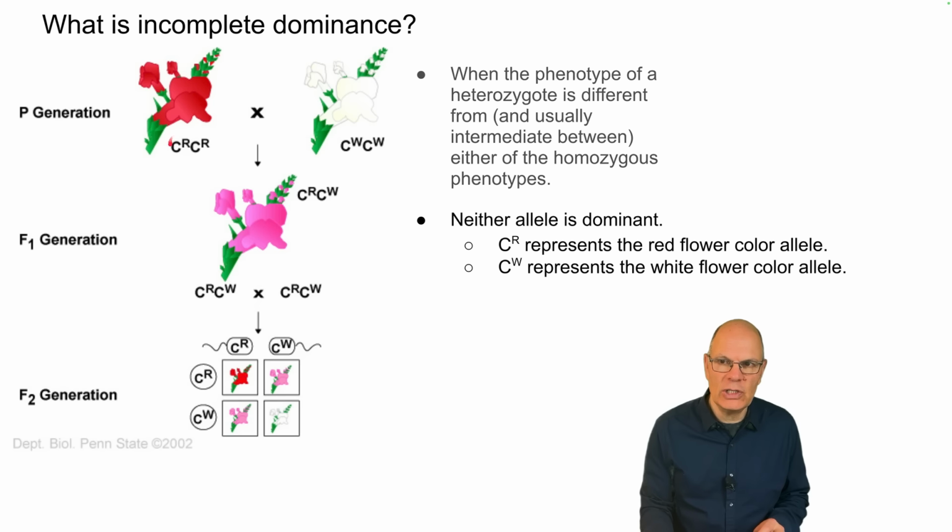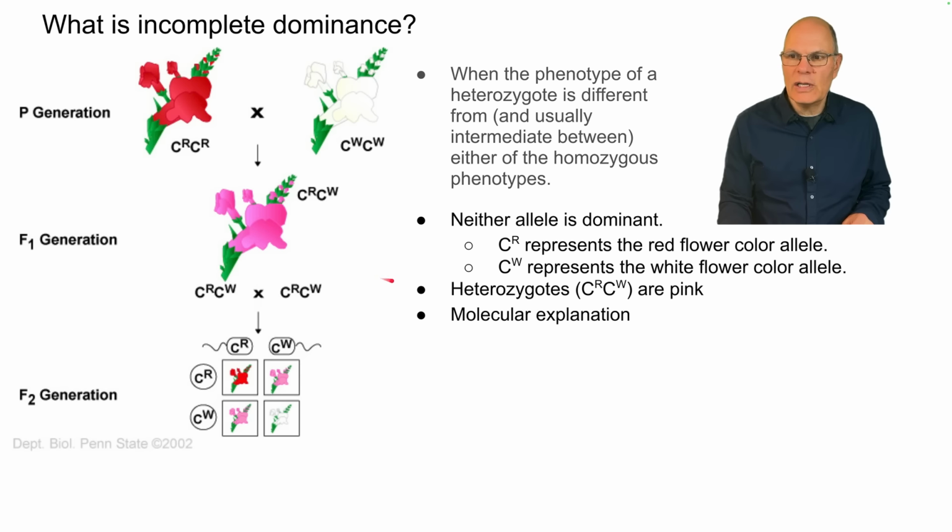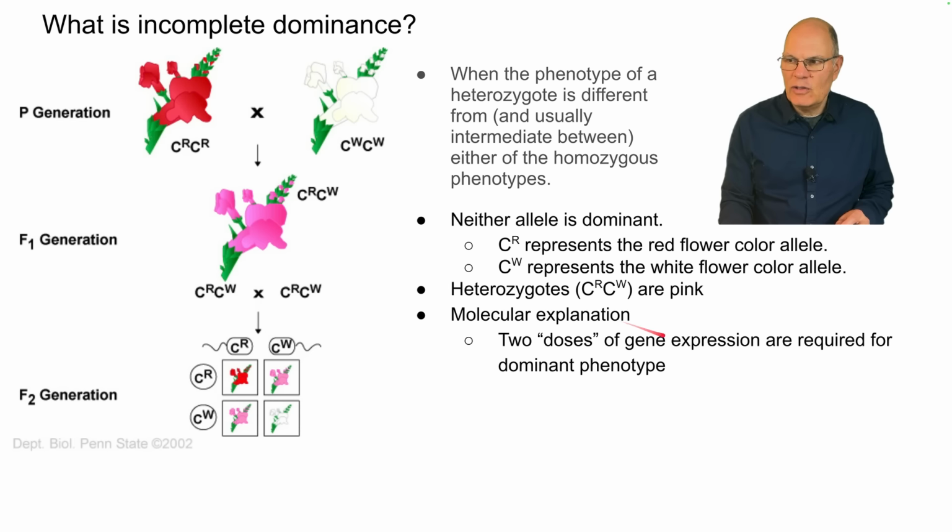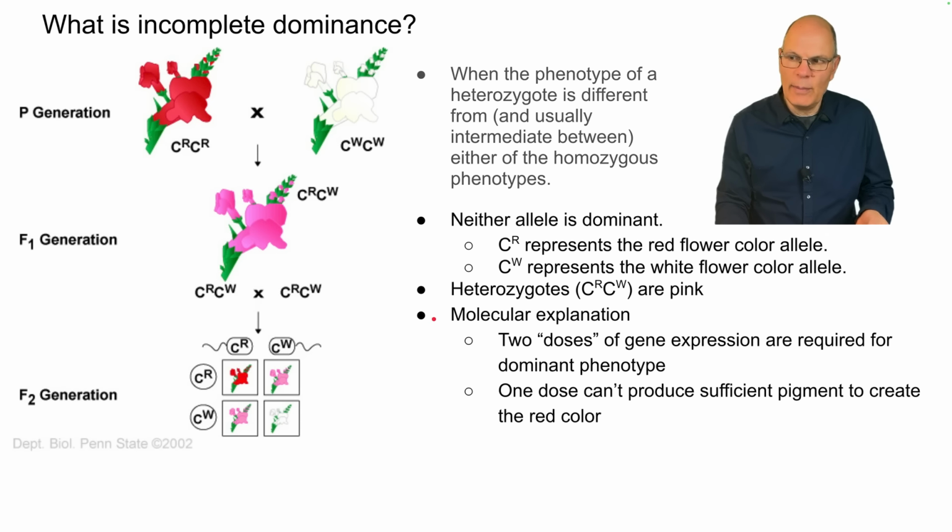So here's our P generation, C big R, crossed with C big W. The F1 generation, they're all hybrids, C big R, C big W, but they're pink. It's because 2 doses of gene expression, in other words, this is DNA that's coding for protein, and you need that much protein in order to produce that vibrant red color. If you just have one, then it's not enough to push the phenotype all the way to red, and you wind up with this intermediate phenotype. One dose can't produce sufficient pigment to create the red color.